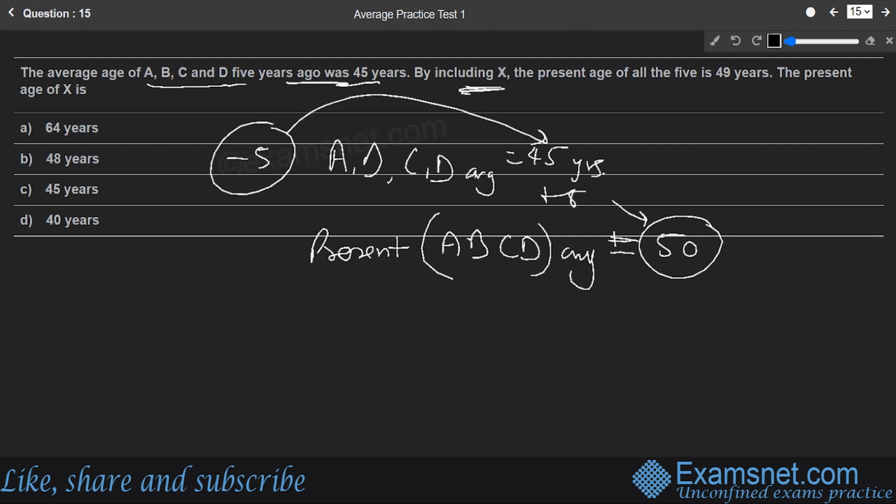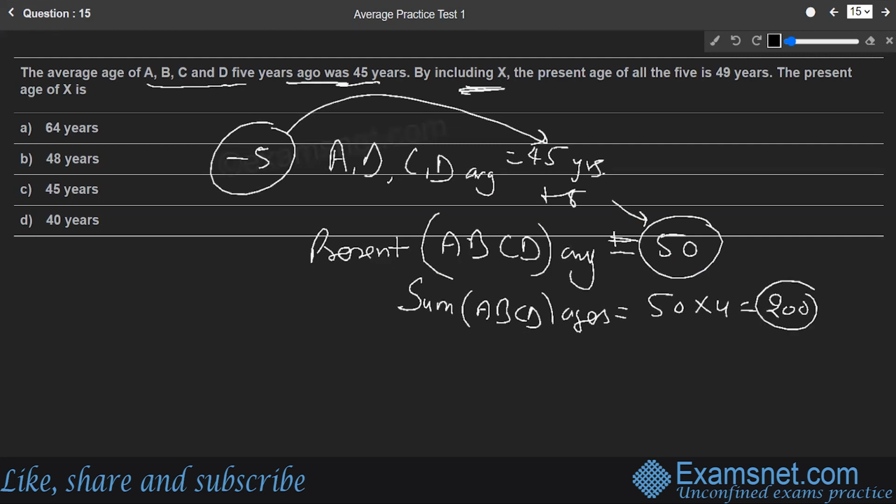So if the average of their ages in the present time is 50 years, what is the sum of A, B, C, and D's ages? Sum is always calculated by average multiplied by the total number of people involved, that is 50 into 4, that is 200. So in the present time, we can clearly indicate the sum of ages of A plus B plus C plus D is 200 years without any inclusion of X. Now we can come down to the same point which he has said. By including X, the present age of all 5 is 49.